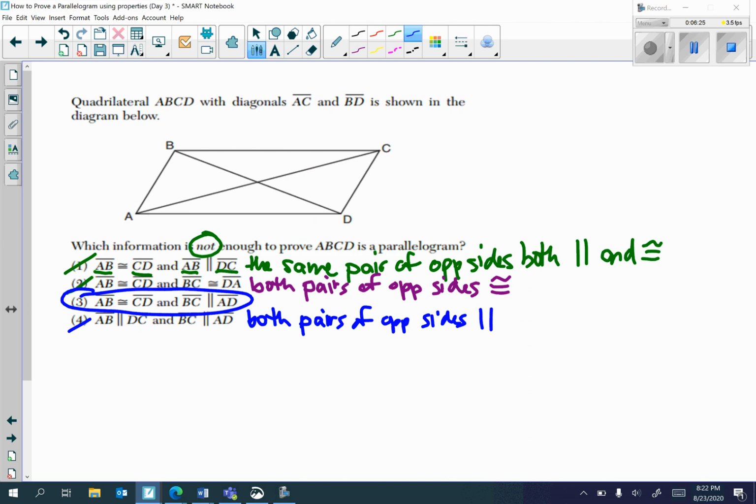So let's analyze this again. If you notice, I have a congruent symbol and a parallel symbol. But notice that the side lengths are different. I have AB, and then I have BC. I have CD, then I have AD. So that one is not correct. It does not prove. Those are different pairs of opposite sides. So remember, the same pair of opposite sides has to be both parallel and congruent to prove a parallelogram.